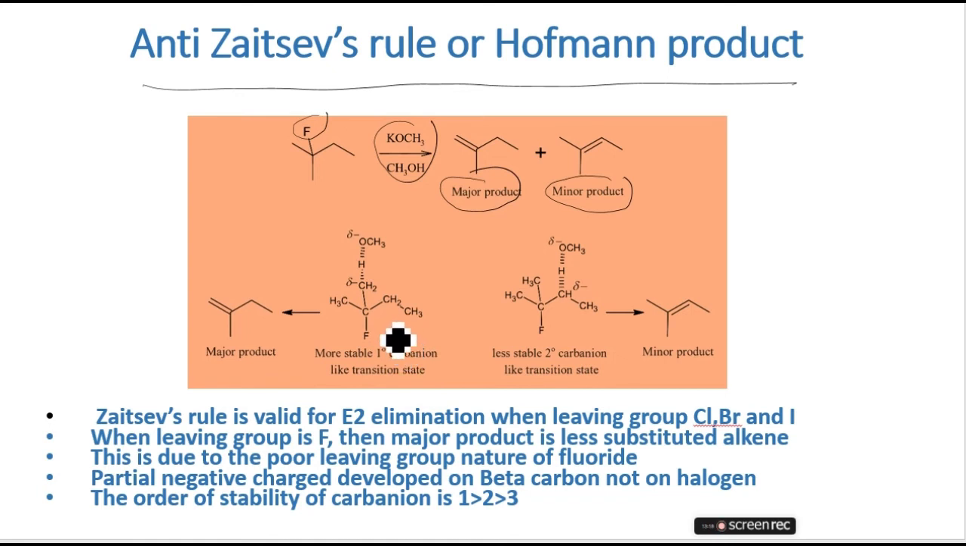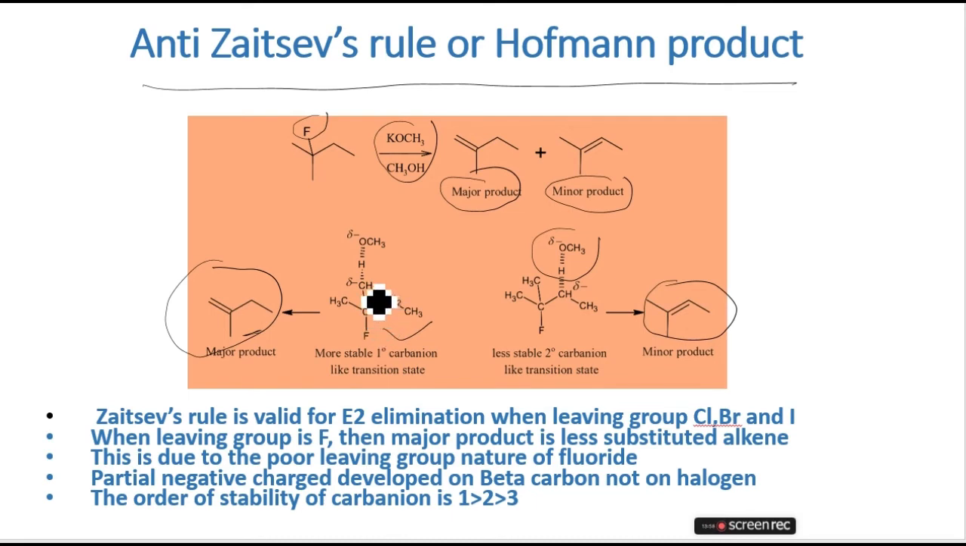We have taken this haloalkane. Base will abstract this proton. When the base abstracts this proton, this product will be formed. When the base abstracts this alpha hydrogen, this other product will be formed. So what is the reason for the formation of this major product with fluorine? One major reason is that fluorine is less reactive as a leaving group.